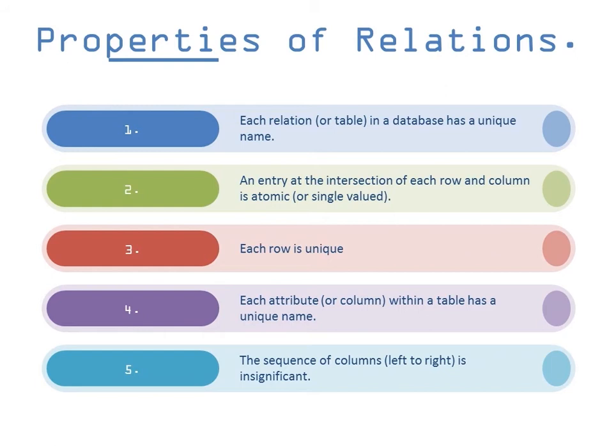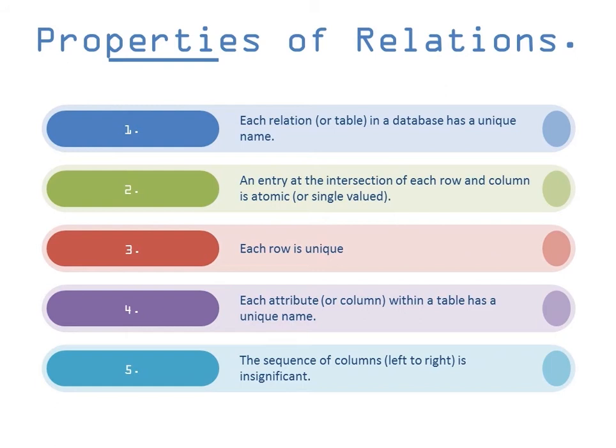The next property of relations is that each row is unique. No two rows in a relation can be identical. There is at least one column or set of columns, the value of which uniquely identifies each row in the table. This property guarantees that every row in a relational table is meaningful and that a specific row can be identified by specifying the primary key value.